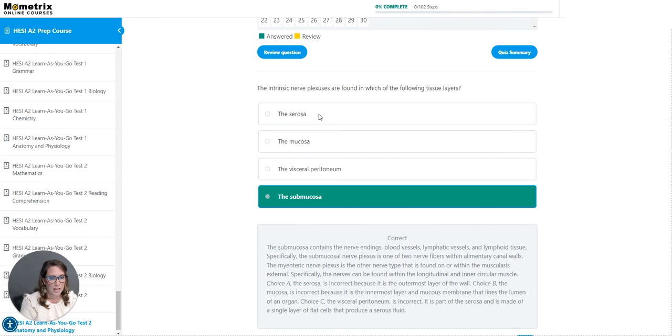And then we've got choice A here, the serosa. This is incorrect because this is the outermost layer of the wall. And then the mucosa, this is incorrect. It is the innermost layer and mucous membrane that lines the lumen of an organ. And then the visceral peritoneum, this is incorrect. It is part of the serosa and is made up of a single layer of flat cells that produce a serous fluid.